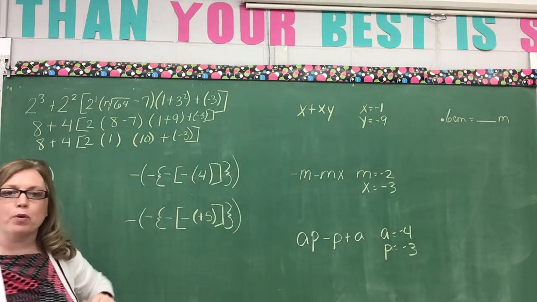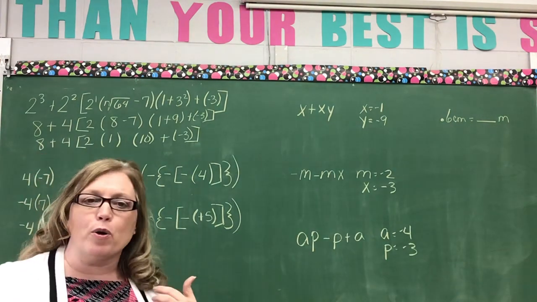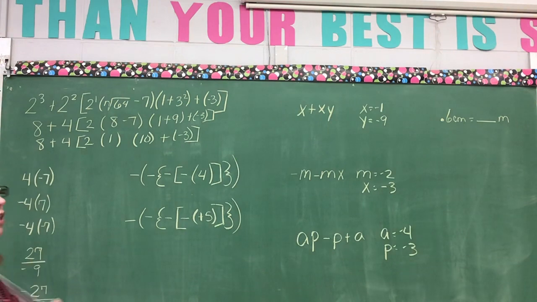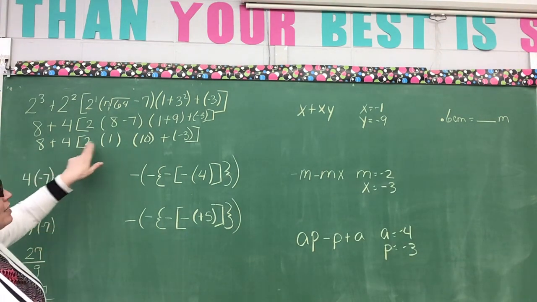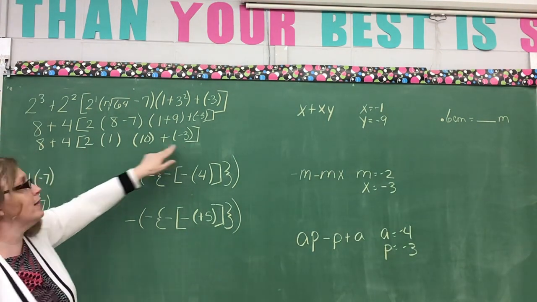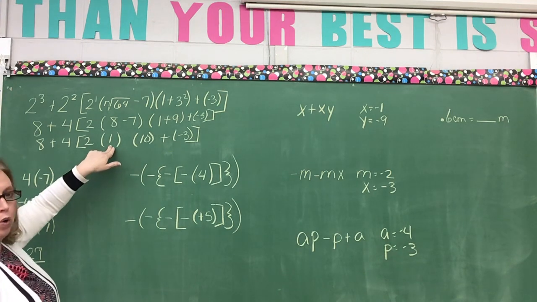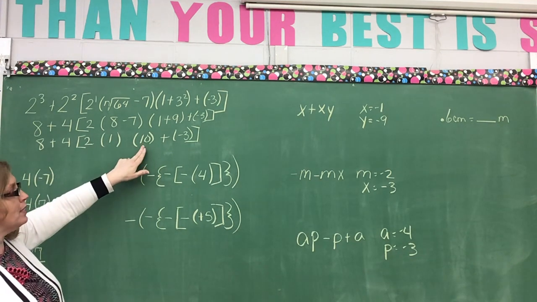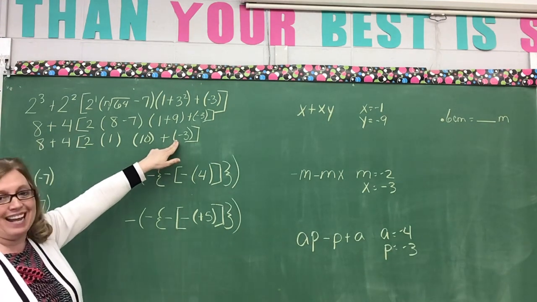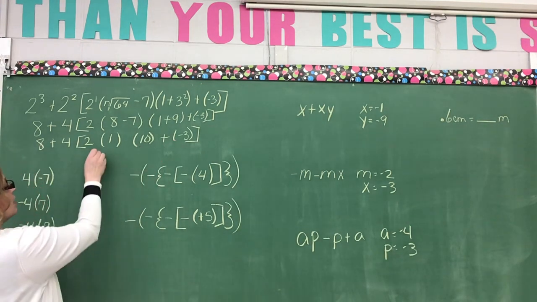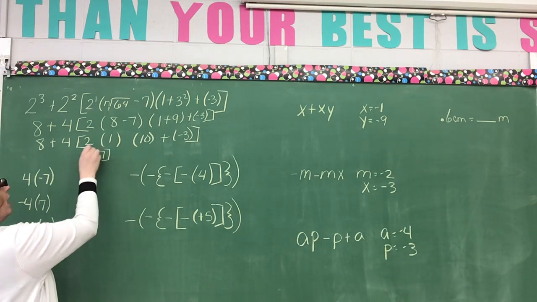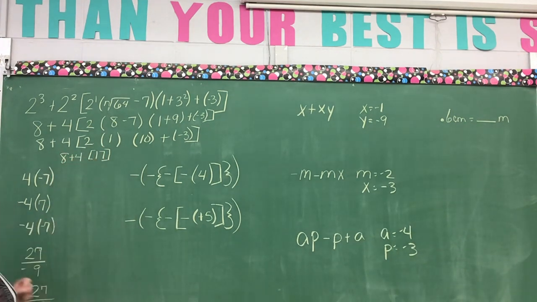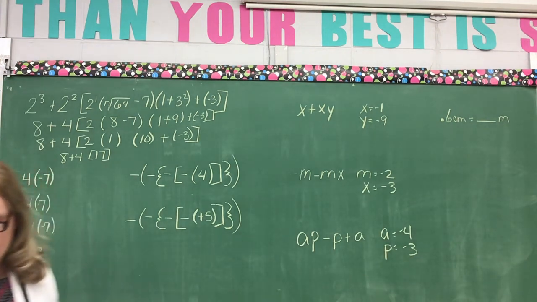What can we do? Now we've done our powers, we've done our innermost parentheses. Where do we go now? Now we look at multiplication and division left to right. So we go across, we still have to stay inside our bracket. So we have 2 times 1 is 2, times 10 is 20, and 20 plus a negative 3 is a positive 17. Here's what we have. So now we have 8 plus 4 times 17, okay?